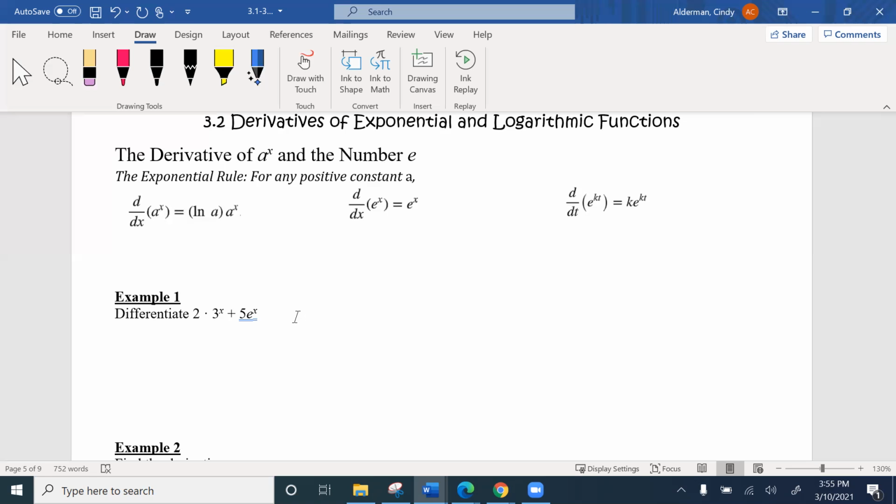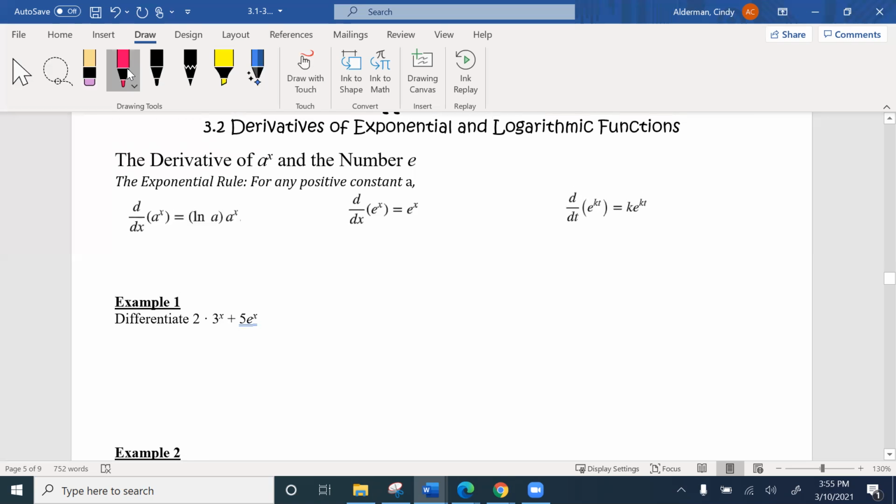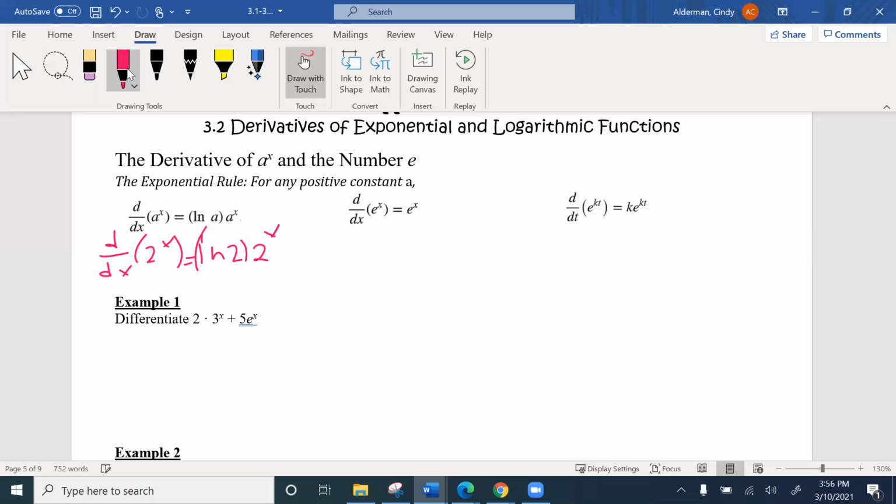Okay, so let's do for example here. If I wanted to take the derivative of something like, let's say, 2 to the x power. Well, using the formula, I'm going to do the natural log of my a value. My a value in this example is 2, so you can take the natural log of 2 and then multiply it by the a value again, 2 to the x power.